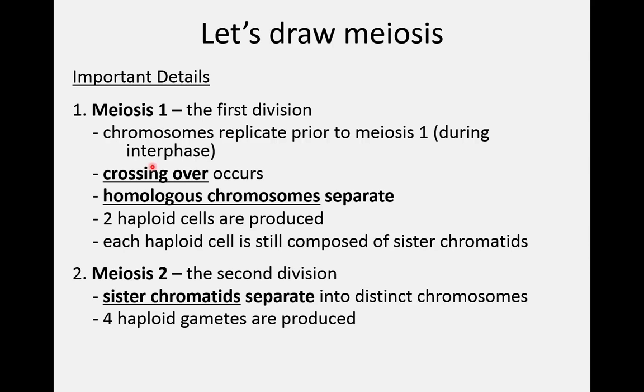In other words, you no longer have pairs, homologous pairs in each cell. You now have one member of each pair. Now you have haploid cells. But you still have sister chromatids, we're going to see. So let's draw it, and this will hopefully make a little more sense, and we'll watch a little video too.